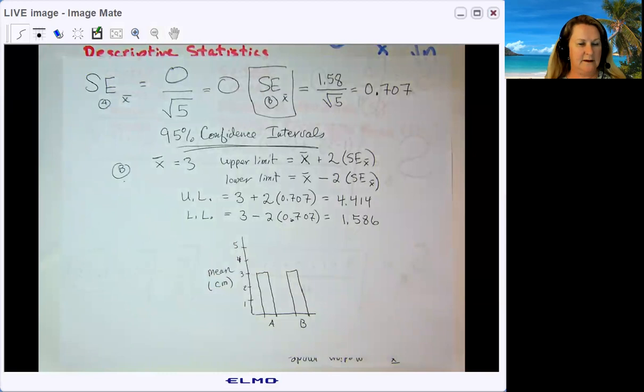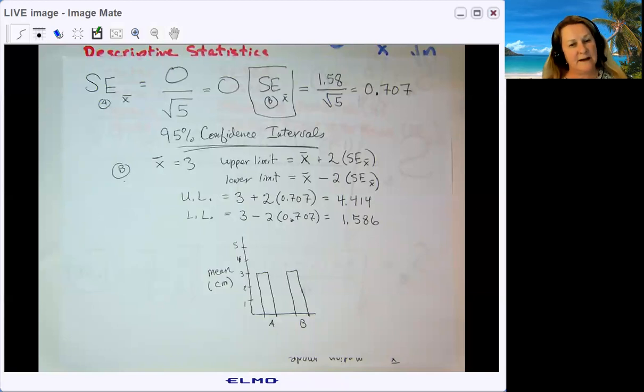Now, for 20 years, I taught ninth grade biology. And in ninth grade biology, I would not expect my students to calculate or understand standard deviation or standard error of the mean. They would graph the means of both data sets, and they would say the mean of both data sets is the same, and we'd all be happy. In ninth grade bio, that would be fine.